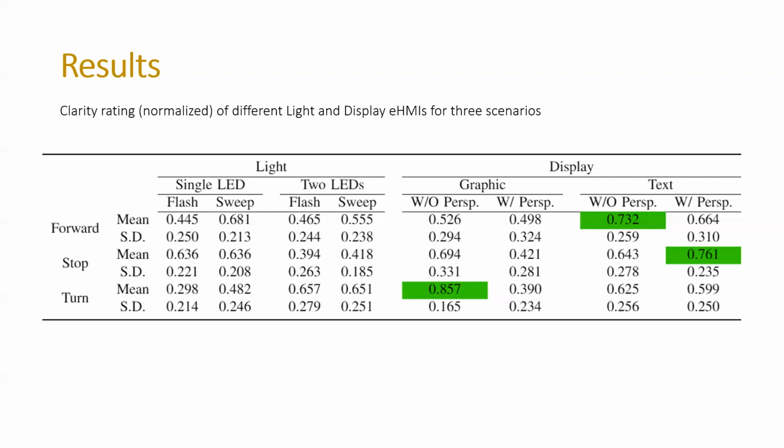The table shows the means of the ranks given by the participants. Based on the means, it can be seen that display-based designs were highly preferred for all the three scenarios. For a forward scenario, text without perspective was highly ranked, and for the stop, text with perspective was highly ranked. Finally, for the turn scenario, display with graphics without the perspective was preferred by the people.